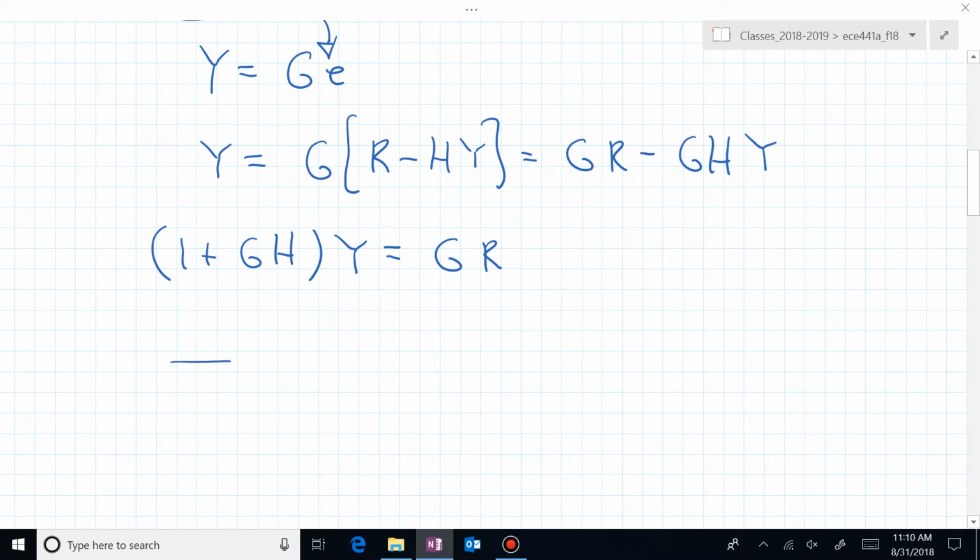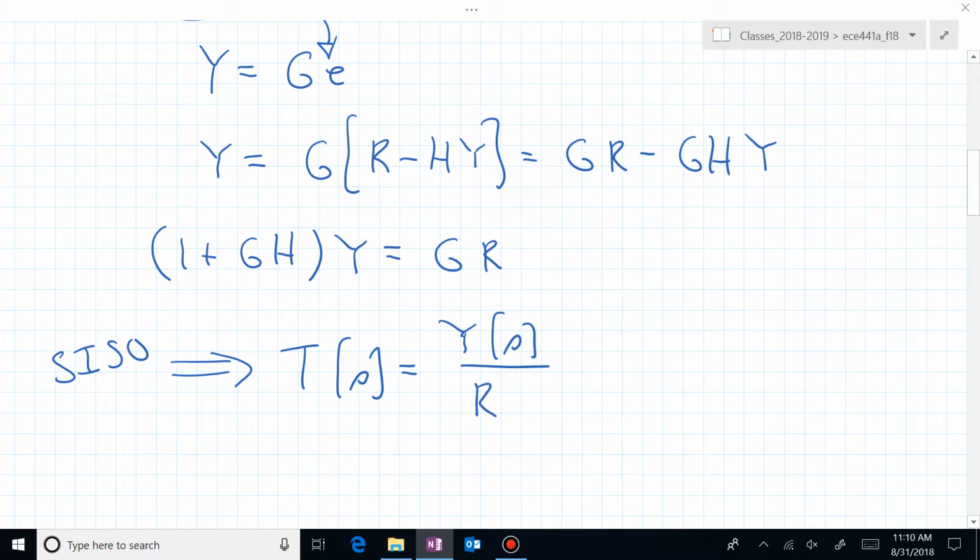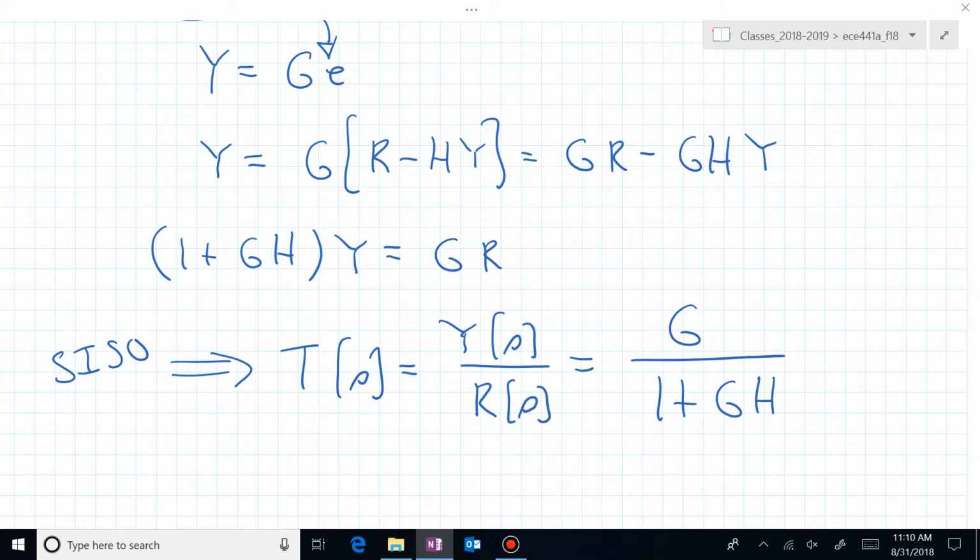And now, since it's single input, single output, I can divide through both sides by 1 plus GH, and let's divide both sides through by R, and that will give us then our transfer function T of S is Y of S over R of S equaling G over 1 plus GH. And remember that G and H in general are functions of S, or are transfer functions. This now gives us a ratio of ratios in terms of transfer functions.